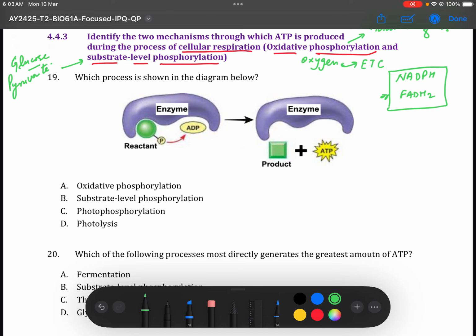Which process is shown in the diagram below? You can see over here, you are producing ATP from ADP, so this is phosphorylation. Over here we don't have any NADH, we don't have any FADH2, so this is substrate level. It's not photophosphorylation, it's not photolysis. Photolysis was when H2O is split into oxygen.